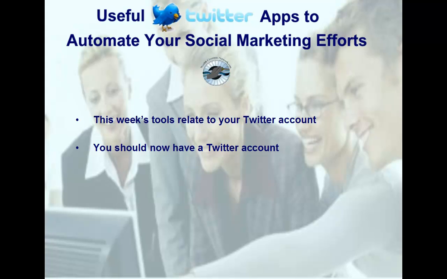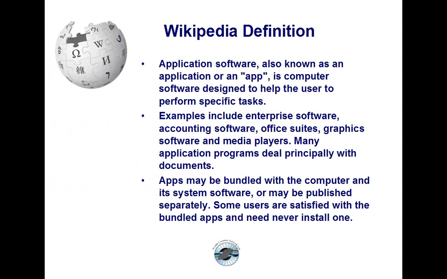First and foremost, I want to make sure you understand what an application is. I'm going to give you a Wikipedia definition of that. Application software, also known as an application or an app, is computer software designed to help the user to perform specific tasks. Examples include enterprise software, accounting software, office suites, graphic software, and media players.